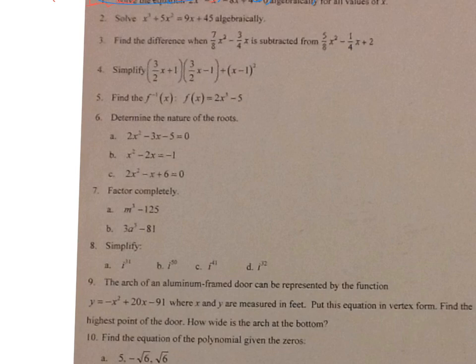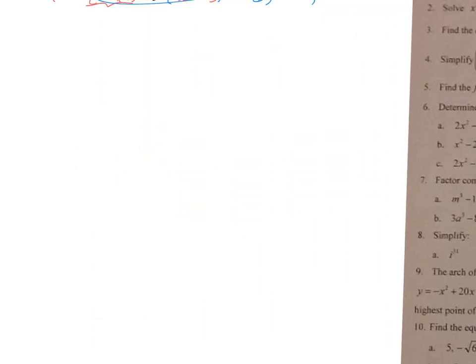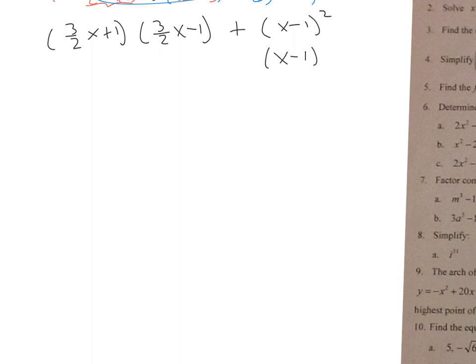That's x minus 1 squared is x minus 1 times x minus 1. All right, so let's write that down. So we have 3 halves x plus 1 times 3 halves x minus 1 plus, and then I have x minus 1 squared. Now, x minus 1 squared means to do x minus 1 times x minus 1. All right, so I'm going to take care of the left side over here first. I'm going to double distribute.